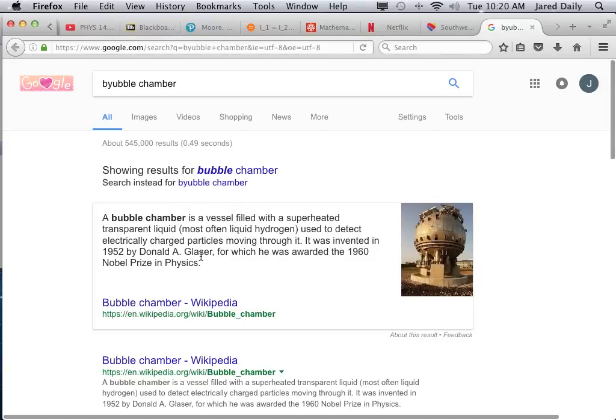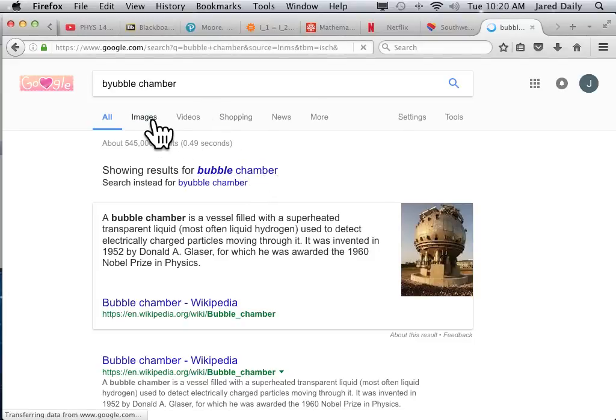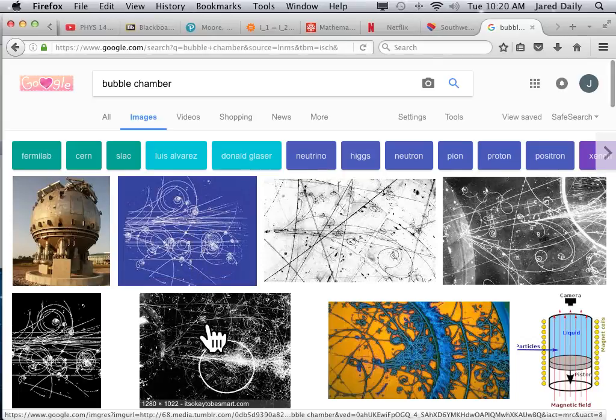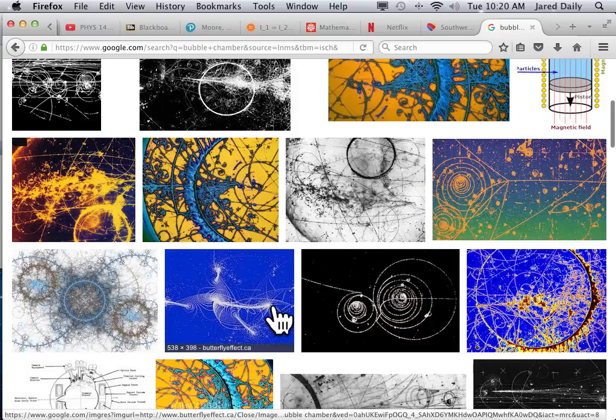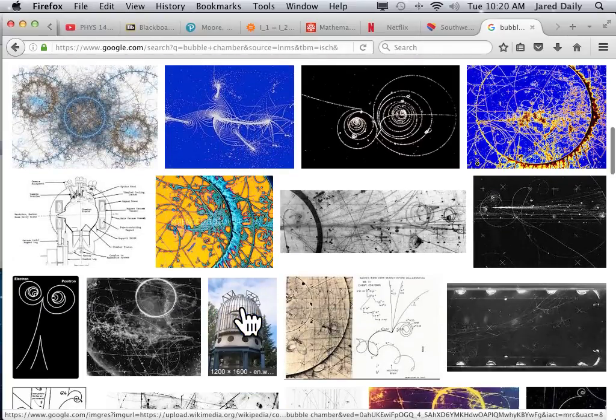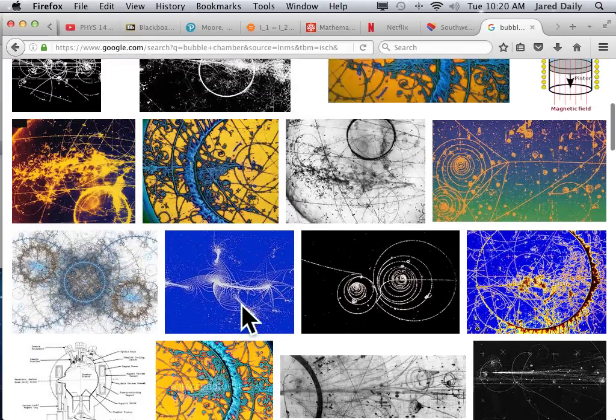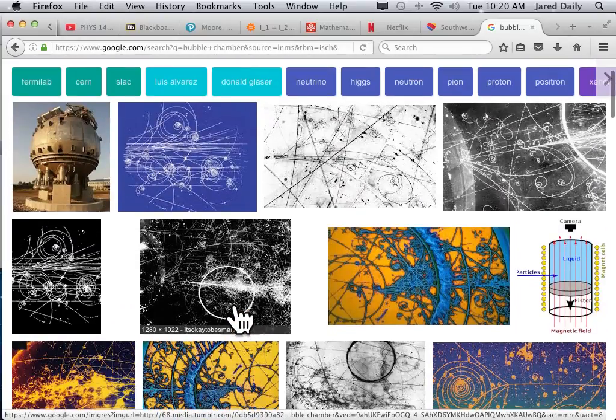here they actually tell you what it is. It's a big chamber that's filled with a superheated liquid, usually liquid hydrogen, and they detect particles. They have also a magnetic field across them as well, but they detect particles that are very hard to detect with any other method. Particularly, they have a tendency to be used to detect antimatter particles.